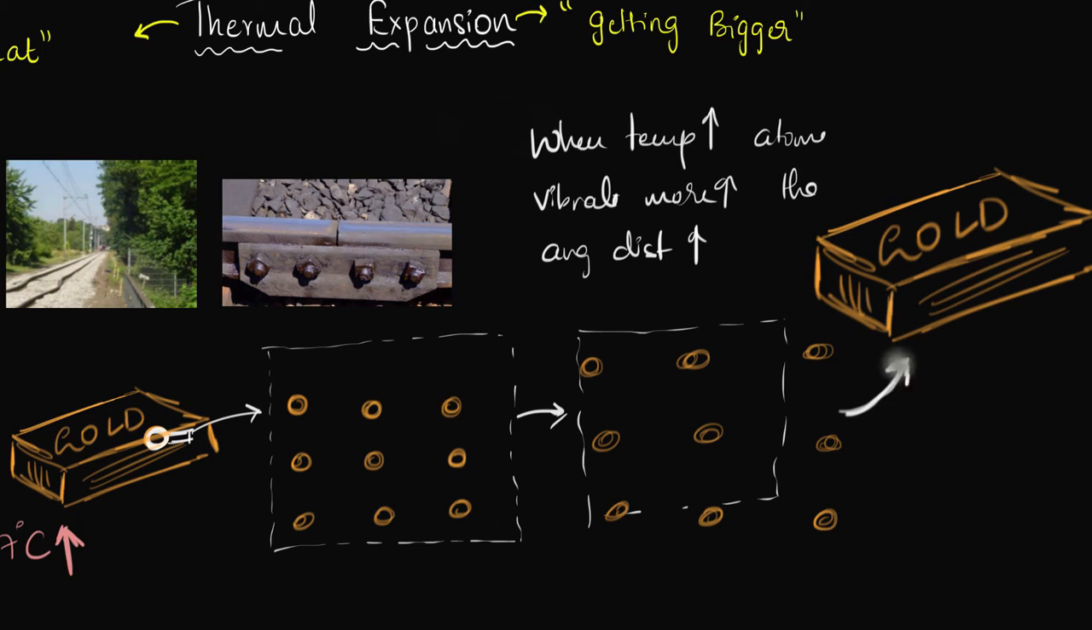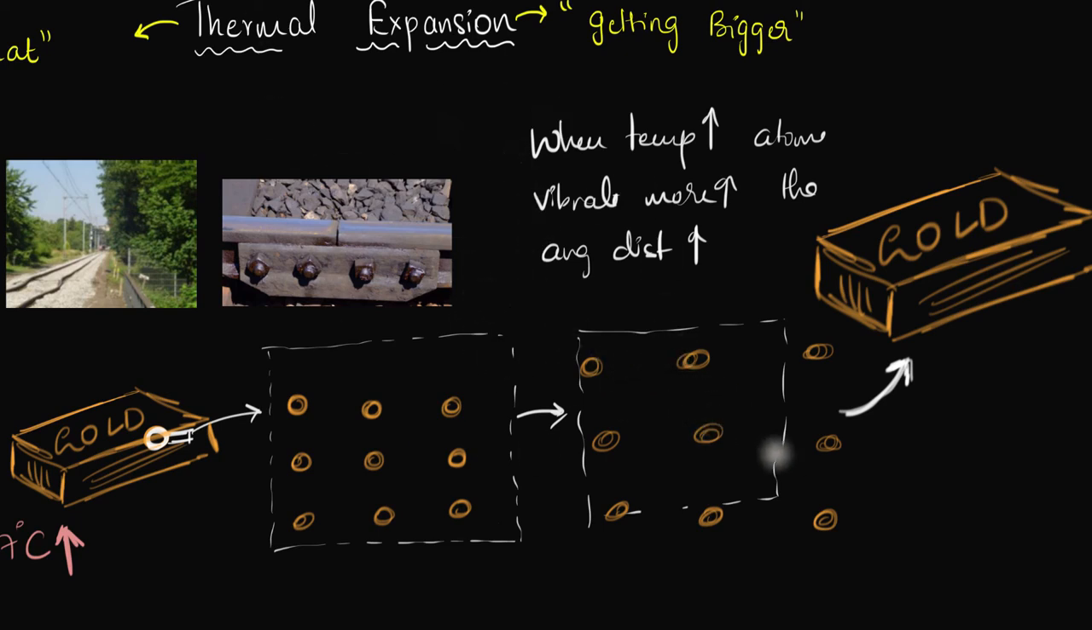And we can also see now what happens when you cool this gold bar. If you were to cool this thing down, then the atoms get less kinetic energy, they vibrate less, and as a result, they come closer to each other, occupying less space, and so the whole material ends up contracting. And so this is the secret behind thermal expansion.